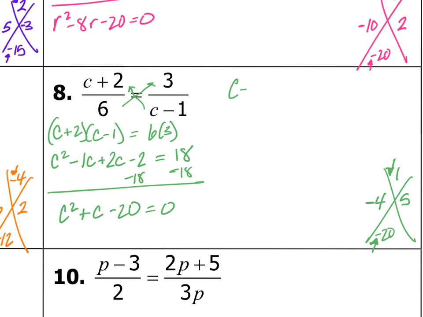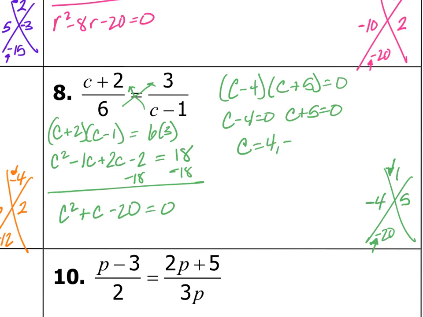So I've got c minus 4 times c plus 5, and that all equals 0. So c minus 4 equals 0, and c plus 5 equals 0. So c is going to equal 4 and -5. So I need to check my denominator. So 4 minus 1 equals 3, so that one's good. And -5 minus 1 equals -6, so that's good.